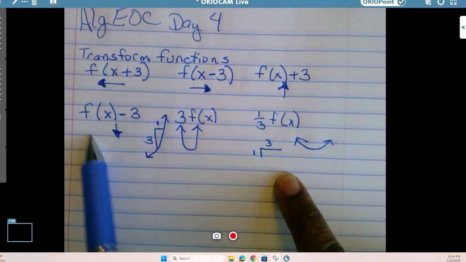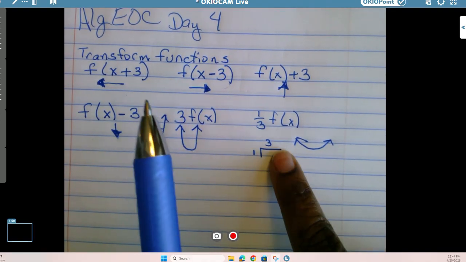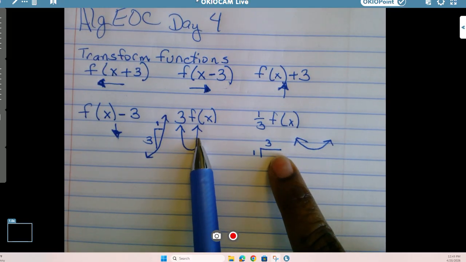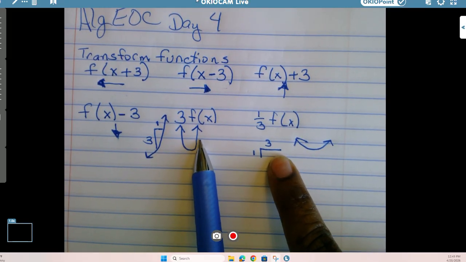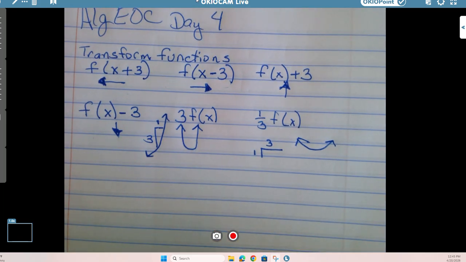All of these will change the vertex except, I think, wide and narrow. Well, wide and narrow will change the vertex too. Alright, any questions on that?